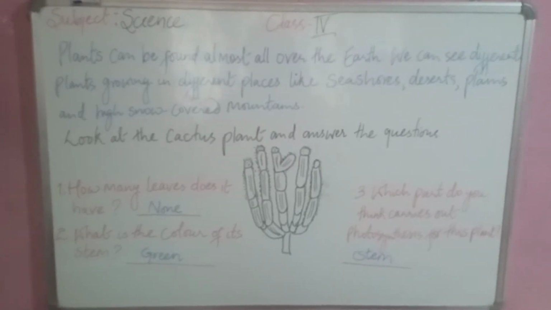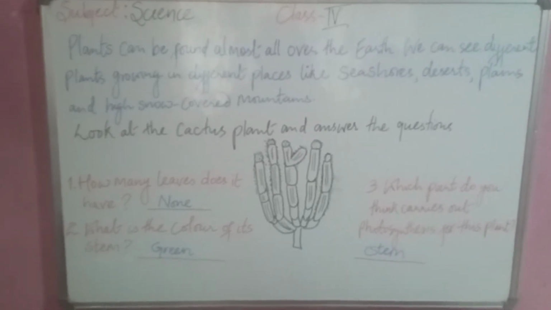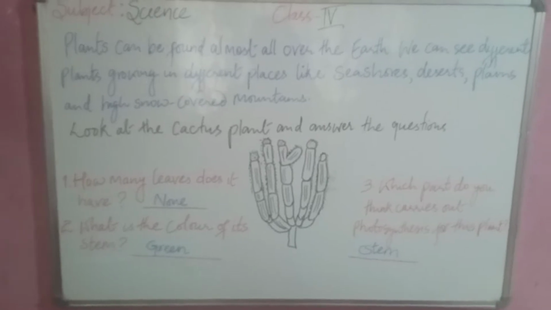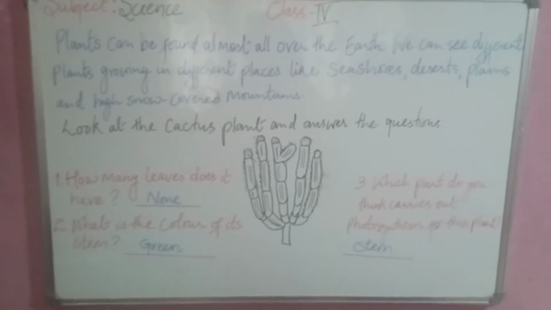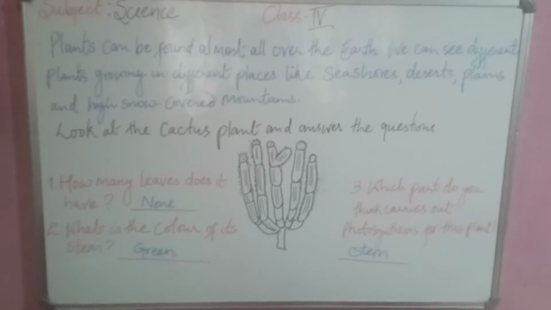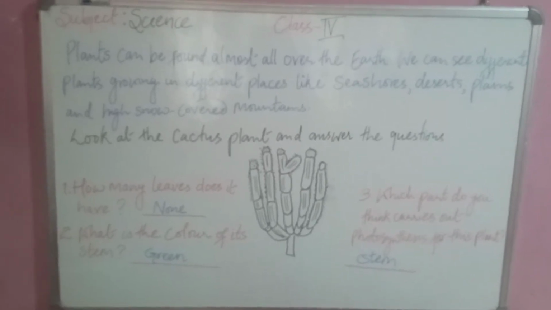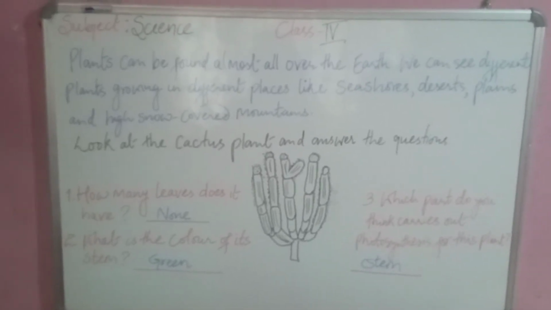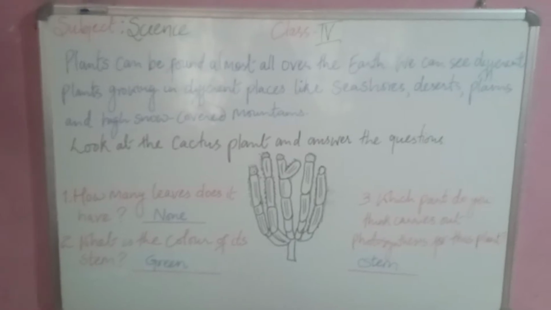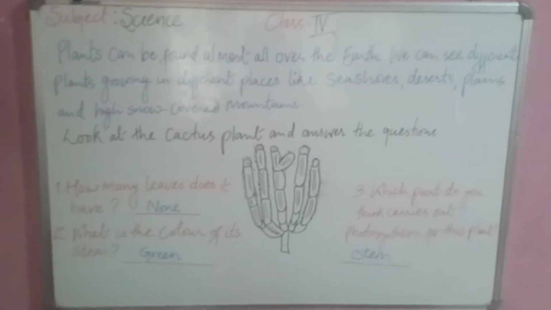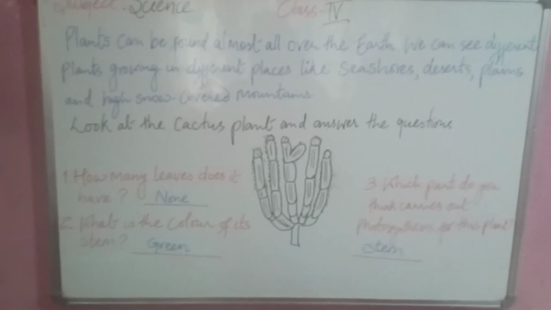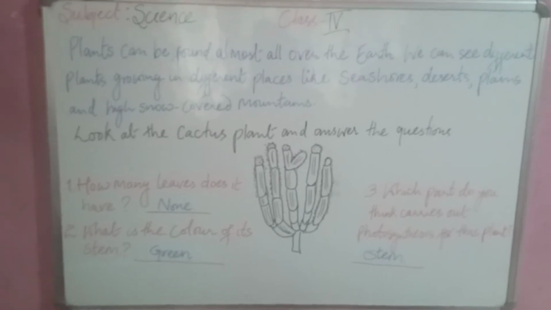So the plants can be found almost all over the earth. That's true. We can see different plants growing in different places like seashore, inside the sea, deserts, plains, and high snow-covered mountains. So look at the picture, look at the cactus plant and answer the question.